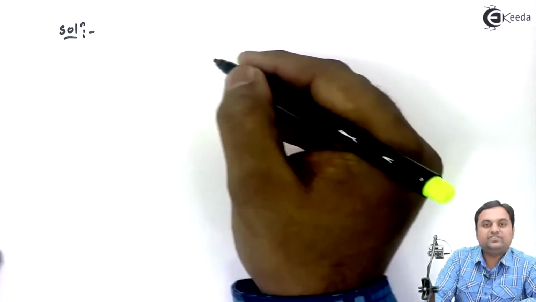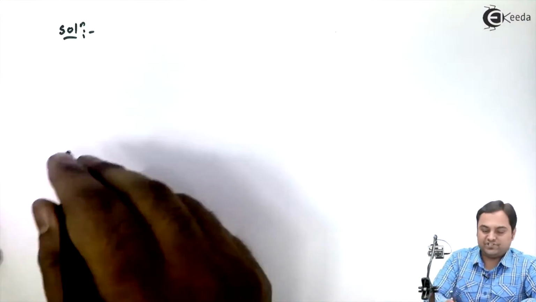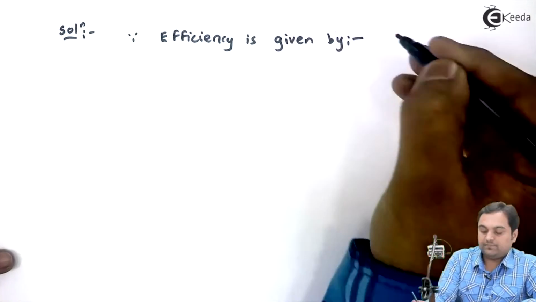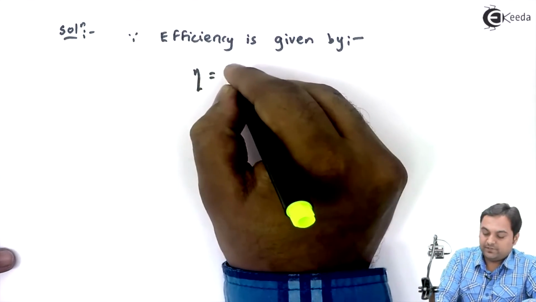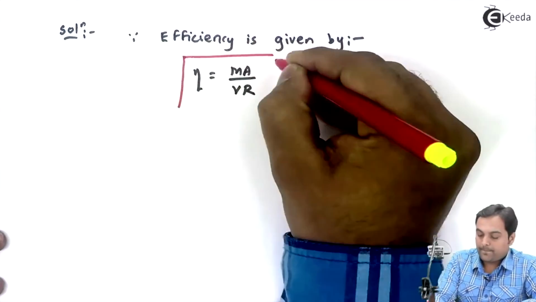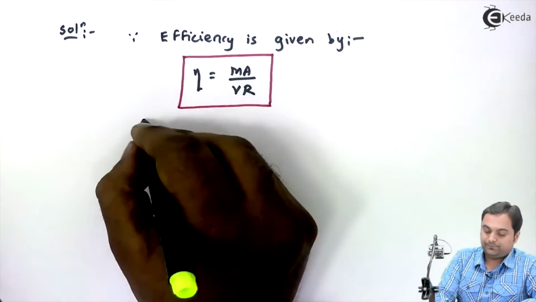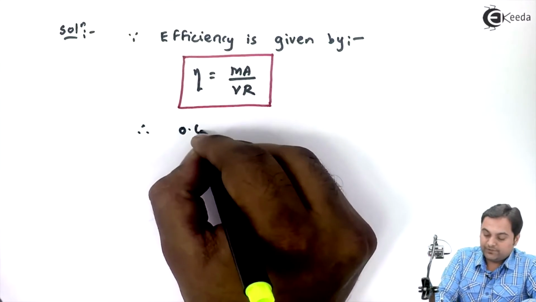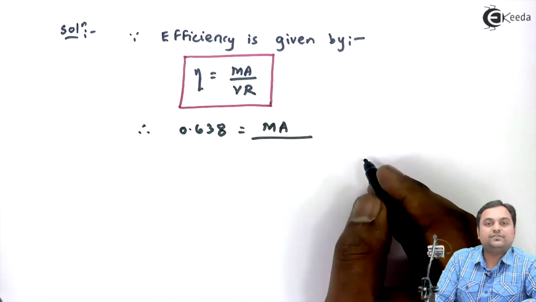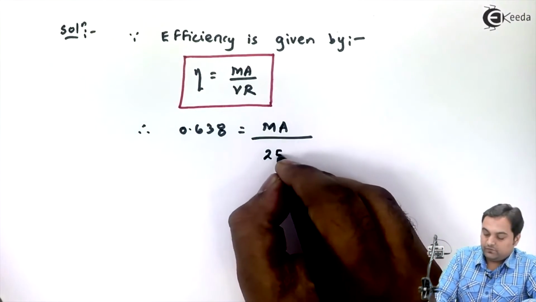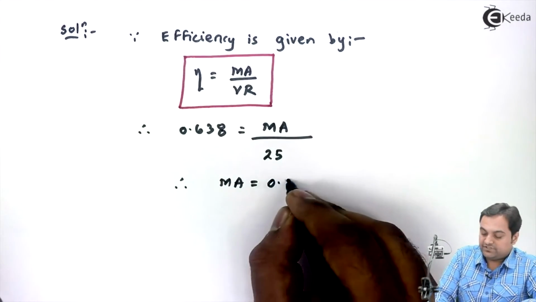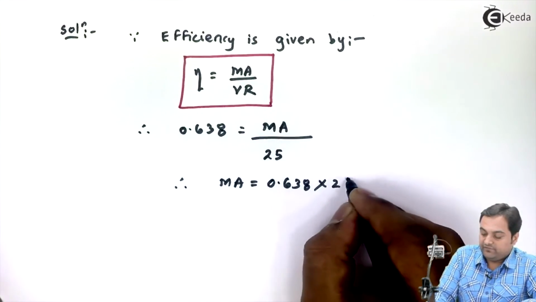Solution. Since efficiency is given, I'll start the problem from efficiency. The formula of efficiency is very simple: it is mechanical advantage upon velocity ratio. Therefore, efficiency is given as 0.638. Mechanical advantage value we don't have. Velocity ratio is given as 25.